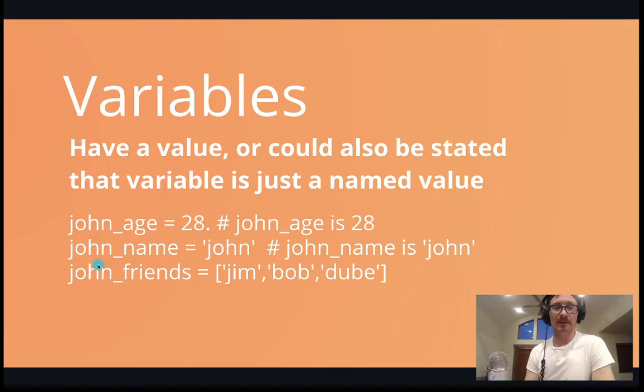Okay, so back to variables. A variable is really just a named value. For example, here I'm saying John age is 28. This is just a name for this value. Likewise, I could say John name equals the string John. John name is the string John. And so forth with this example down here.